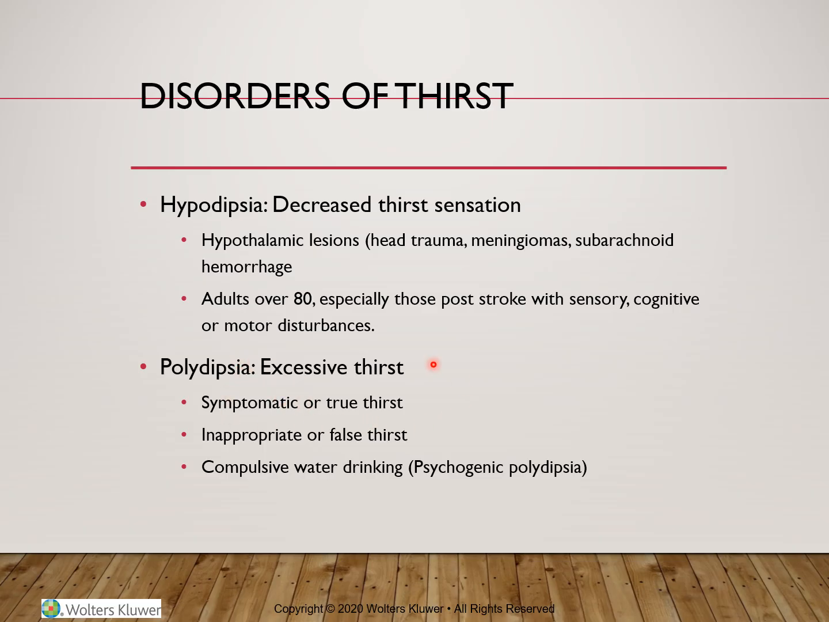Polydipsia is excessive thirst. We talked about this already with things like diabetes, right? And polydipsia can really fall into three categories. One is symptomatic or true thirst. There's also inappropriate or false thirst. And there's finally something called compulsive water drinking or psychogenic polydipsia. Among the most common causes of symptomatic thirst or true thirst are water losses associated with things like diarrhea, vomiting, diabetes, and diabetes insipidus, which we'll talk about.